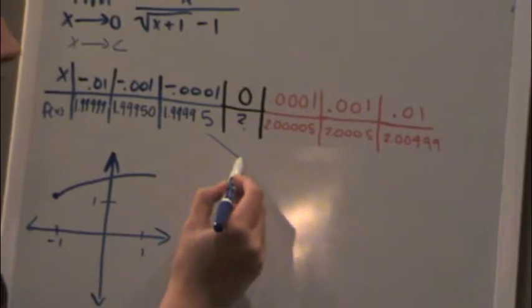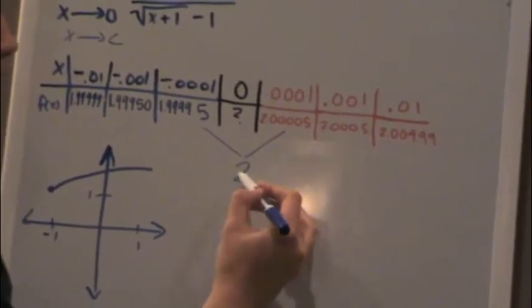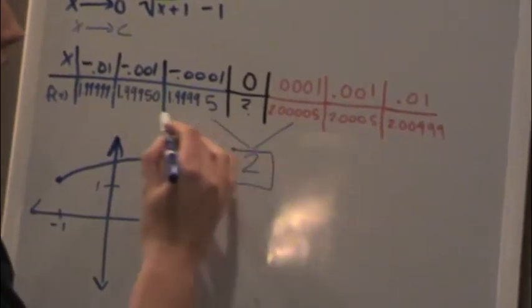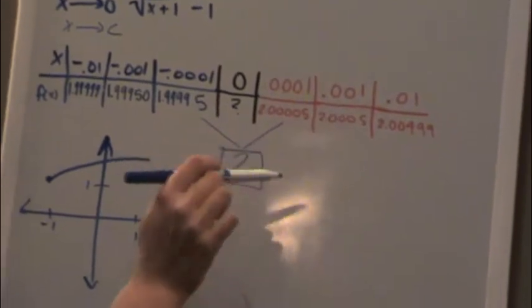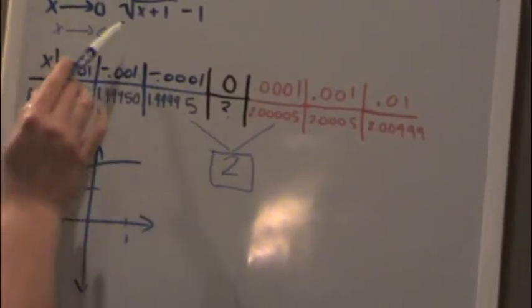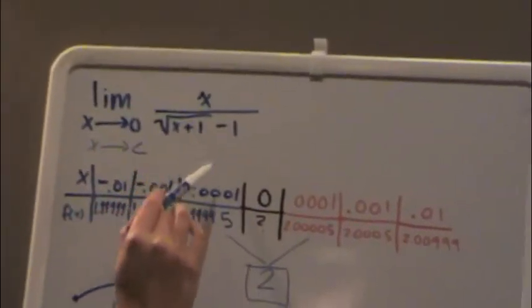In this case, it's 2. So you can see with this little number graph that we set up that the limit as x approaches 0 for this function is 2.